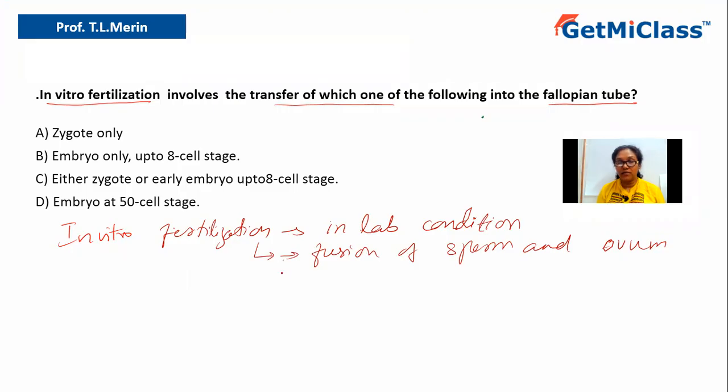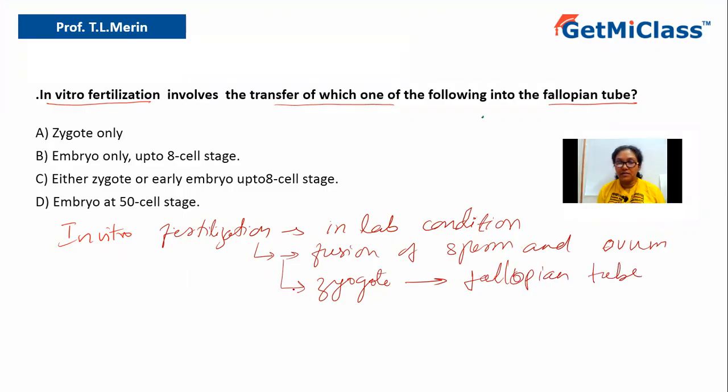Now, once the fertilization is done, the result we all know is the zygote. So either this zygote will be directly transferred into the fallopian tube. What do you mean by fallopian tube? Fallopian tube is nothing but the oviduct. Fallopian tube is also called the oviduct.